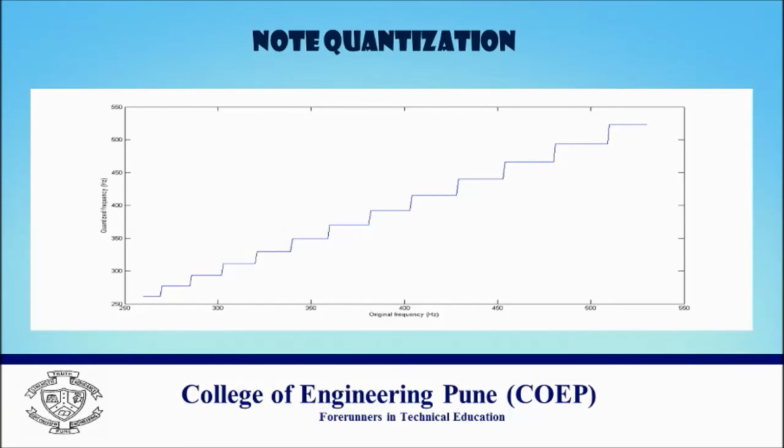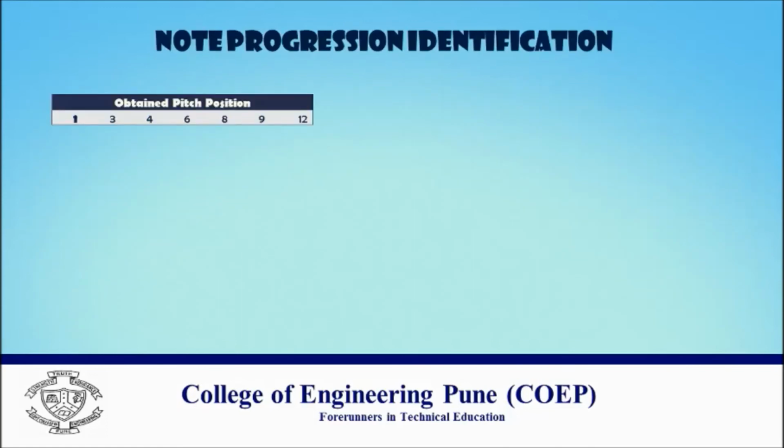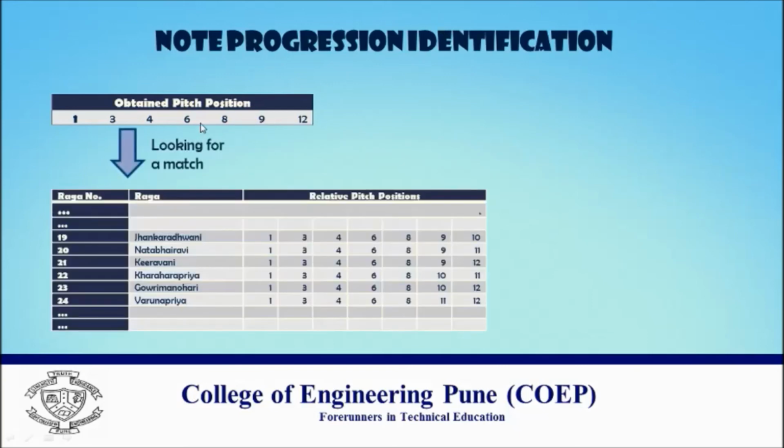A relative pitch position vector is then created based on these frequencies and the tonic obtained from the user. A tonic, called the shadja or sa in Indian classical music, is the reference note on which a musical performance is based. The identity of the rest of the swaras is based on this tonic. So now we have a relative pitch position vector which is compared with the pitch position vectors of all the Melakartha Ragas. As you can see, this table shows the list of Melakartha Ragas and their relative pitch position vectors.